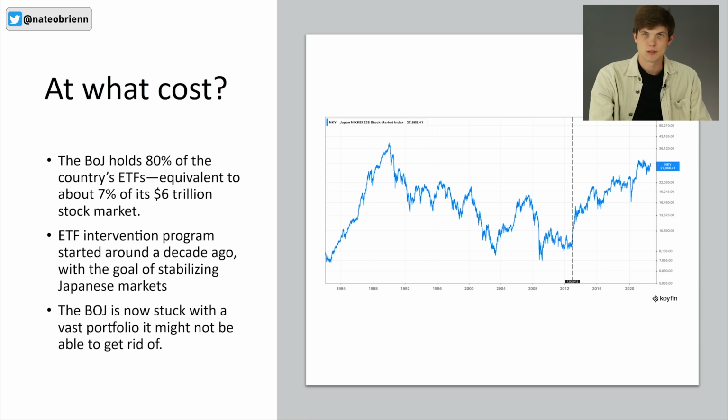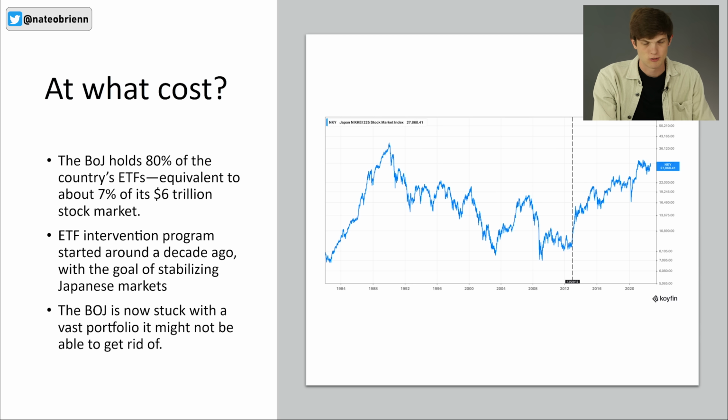And the other problem here is that, at least with bonds, if you're doing a bond buying program, you can let those bonds reach their maturity date and you can just not buy more bonds, theoretically. But with something like equities, if you have hundreds of billions of dollars in equities on your balance sheet, you can't just unload this. I mean, this is 80% of the country's ETFs are owned by the government. So they can't just go and sell these at any point. And so this is just yet another problem that they're faced with.